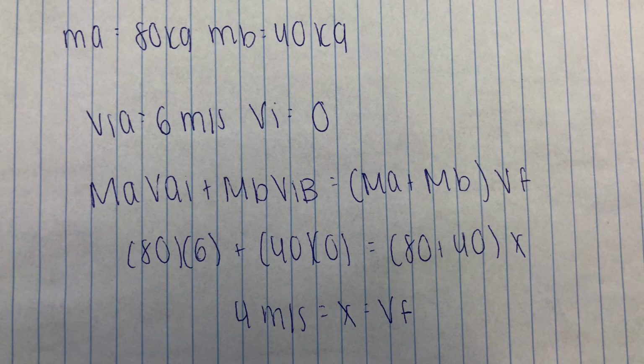For this problem, we know the mass of object A is 80 kilograms and the mass of object B is 40 kilograms. The initial velocity of object A is 6 meters per second and 0 for the second object. Plugging it into the equation, you get 80 times 6 plus 40 times 0 equals 80 plus 40 times x. After simplifying and dividing to get x alone, you get 4 meters per second as the final velocity.